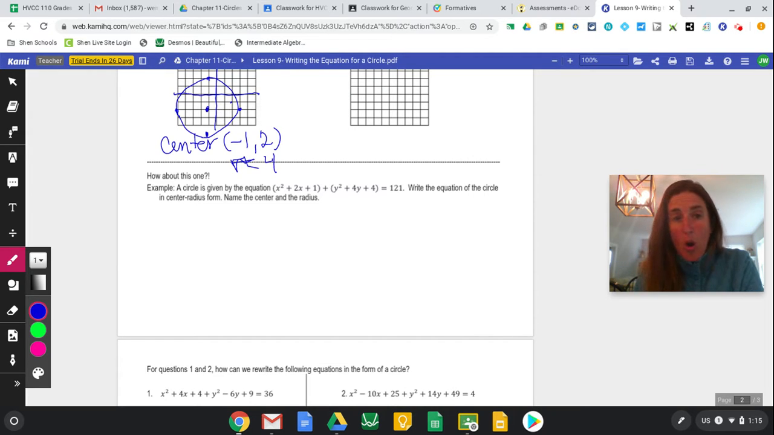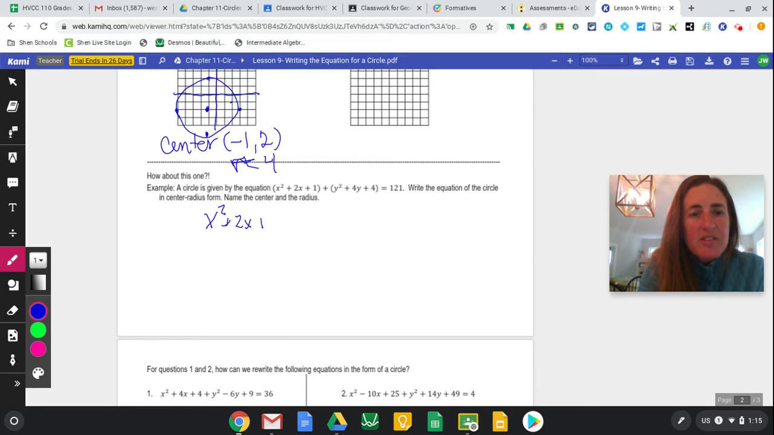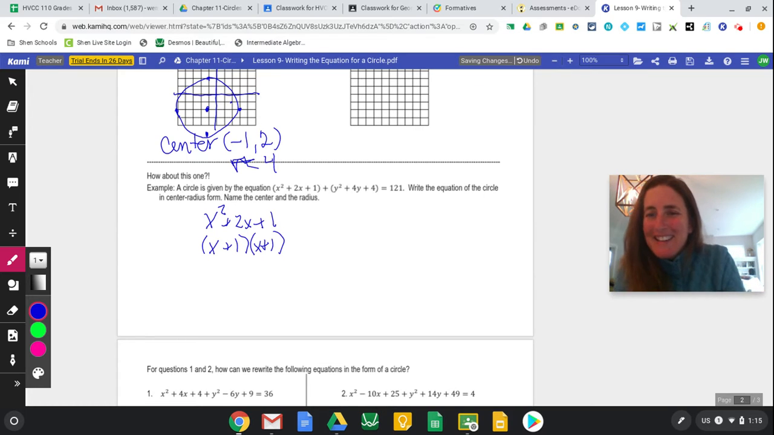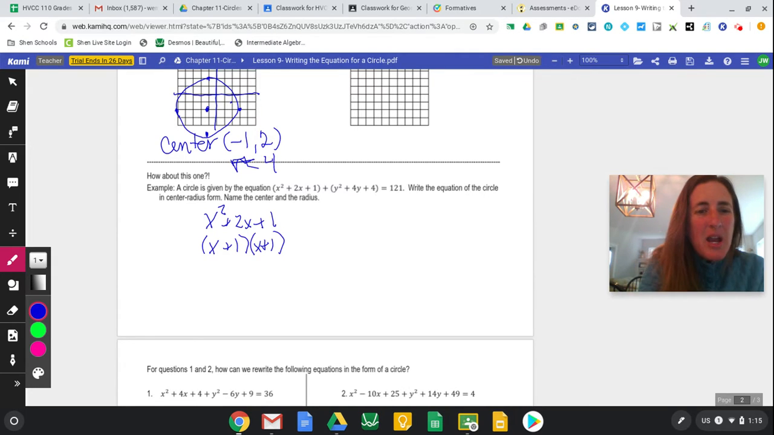Write the equation of the circle in center-radius form and name the center and the radius. Okay, so I don't know if you remember or not, but this x squared plus 2x plus 1 really factors to x plus 1 times x plus 1. Whenever I see a trinomial, I like to factor it. Another way to write that is x plus 1 squared.